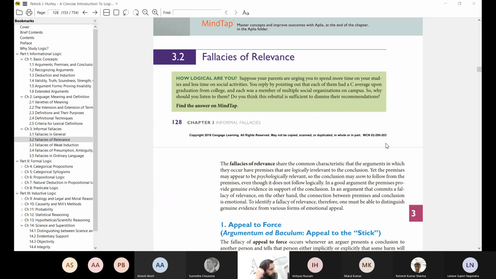And that's true. I think that's true across the board. It applies to things like principles of charity as well.